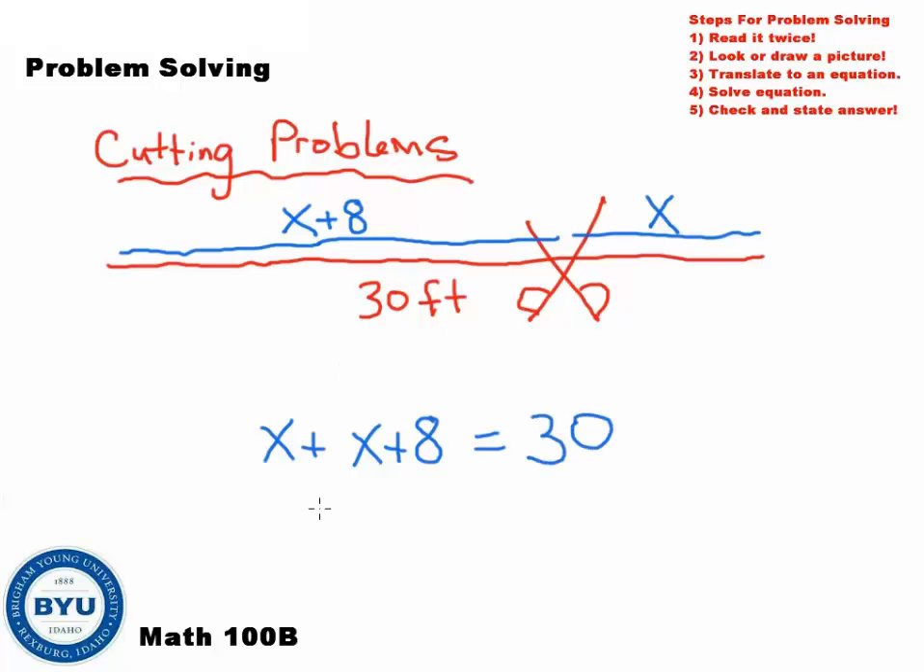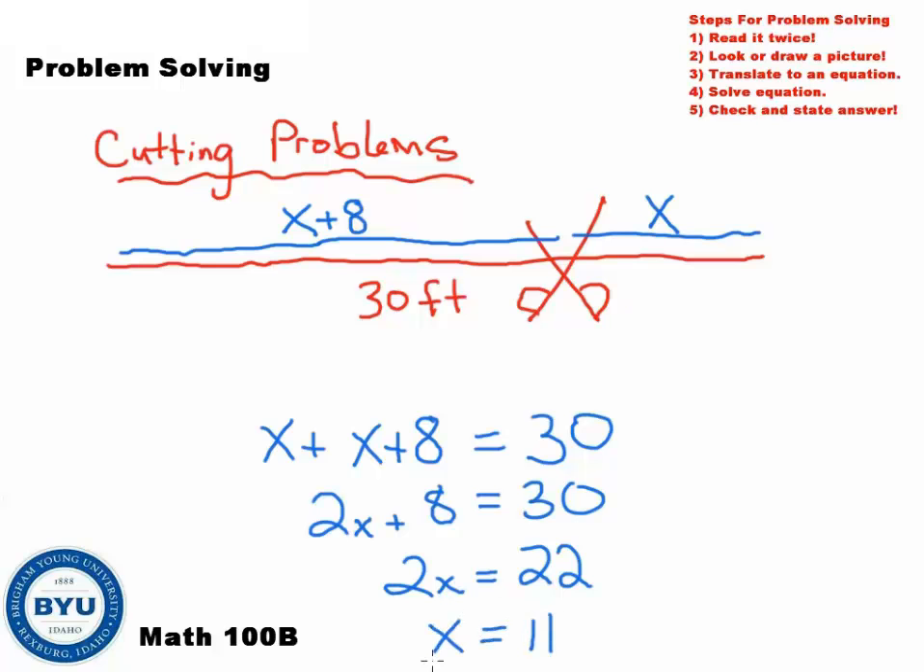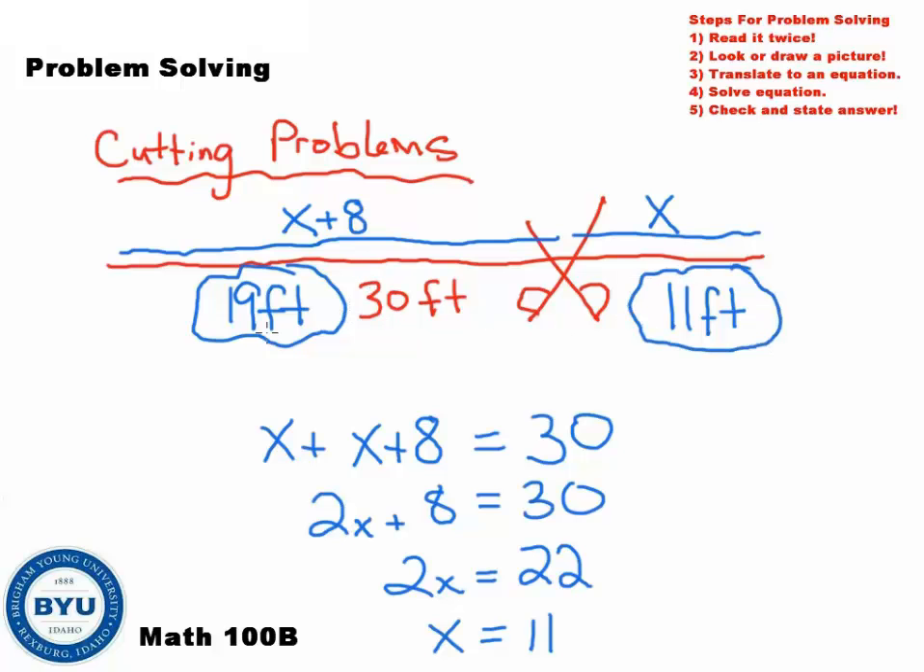We then can solve this equation using the law of opposites, which we've already talked about in this chapter. We know that x plus x is 2x. We then would subtract 8 from both sides because that's the opposite of plus 8. And lastly, we would divide by 2. So we find out that x equals 11, which means the small side is 11 feet, and the long side would be 11 plus 8, which would be 19 feet. And notice that if you took both of these and added them together, it would add up to 30 feet. So that's the first type of problem, a cutting problem.